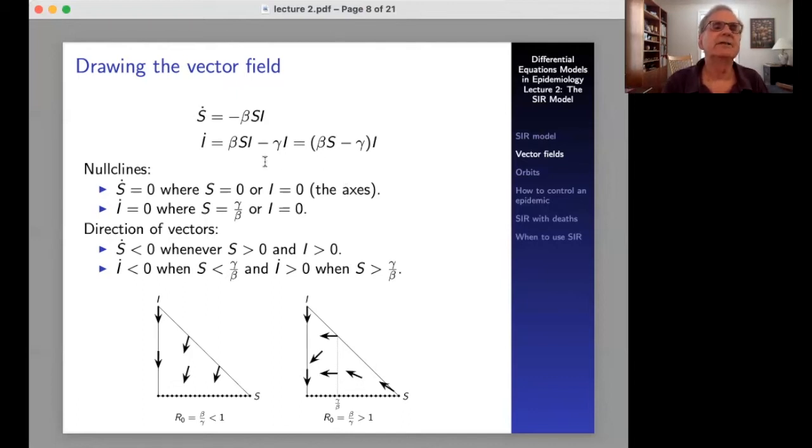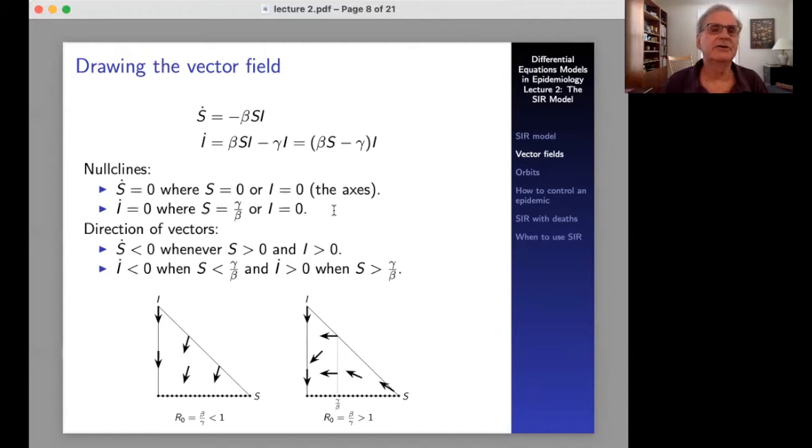What about the I dot equals 0 null clines? Okay, so this is easier to figure out if you take the equation for I dot and factor out the I. So then I dot is 0 where one of the factors is 0. I dot is 0 when s equals gamma over beta. That's going to be a vertical line, or when I is 0.